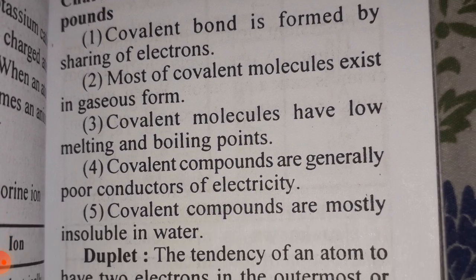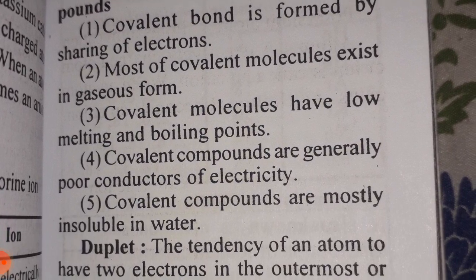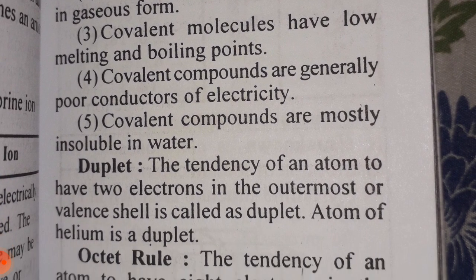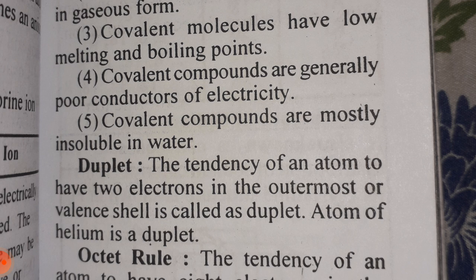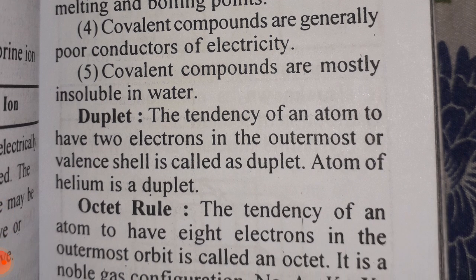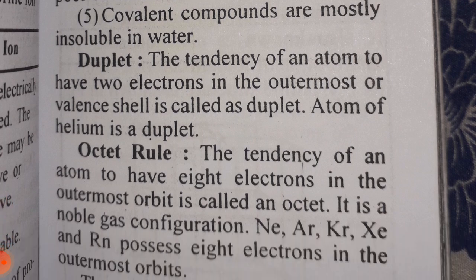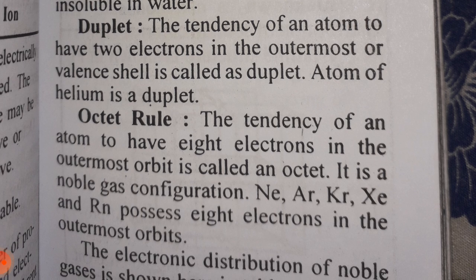Character of covalent compounds. A covalent bond is formed by sharing of electrons. Most covalent molecules exist in gaseous form. Covalent molecules have low melting and boiling points. Covalent compounds are generally poor conductors of electricity. Covalent compounds are mostly insoluble in water.